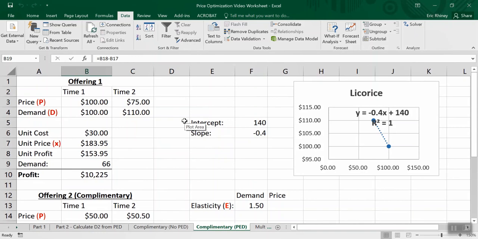All right. The next thing we're going to do is look at actually having more than 2 time periods to look at price and demand and see how that might impact our calculation of intercept and slope, and then ultimately our elasticity of demand.